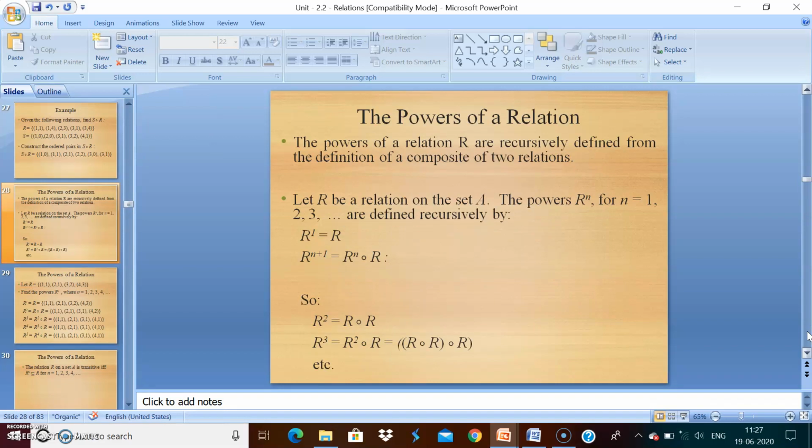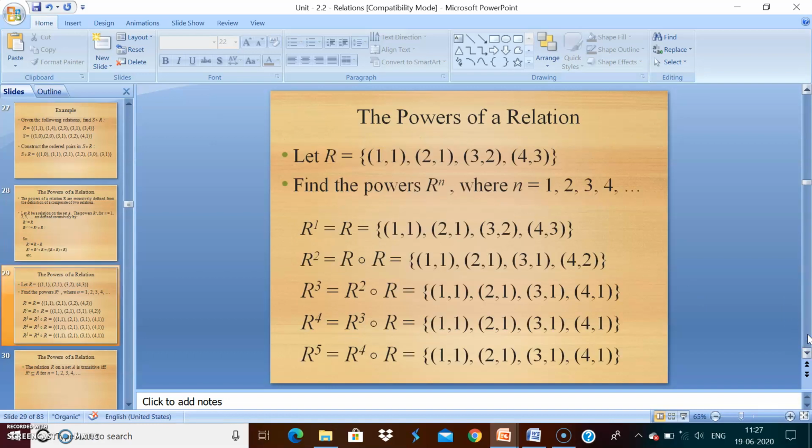Next one is powers of relations. R squared means R of R, and R cubed means R squared of R. Here is one example. Let R equal {(1,1), (2,1), (3,2), (4,3)}. Find the powers of R for n.